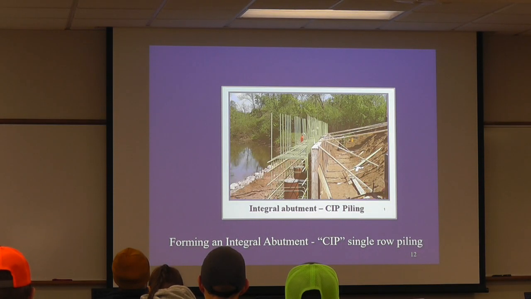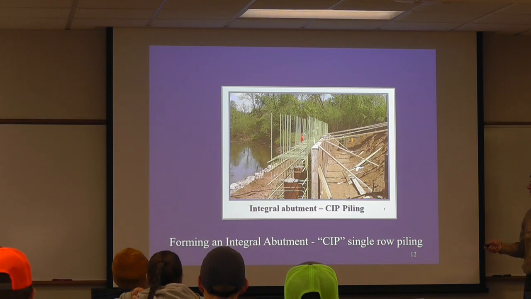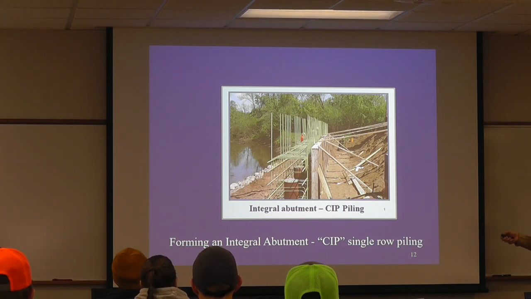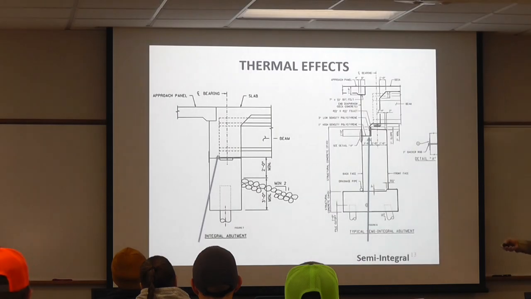A lot of times you'll see H piles used on integral abutments, but here's one with a CIP pile. They're a little stiffer than a weak axis H pile, but it still functions and it still works. And so there we see the single line of piles coming up into a seat, where the beams will come between these gaps in the rebar.